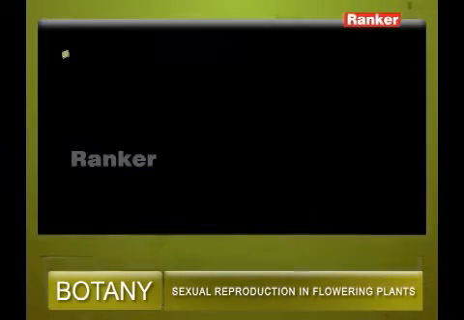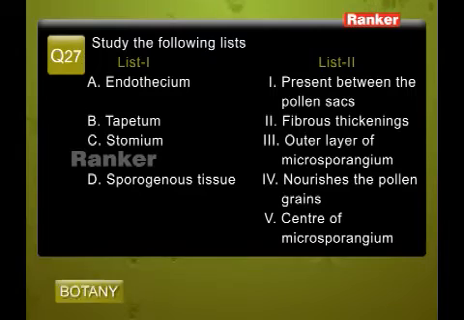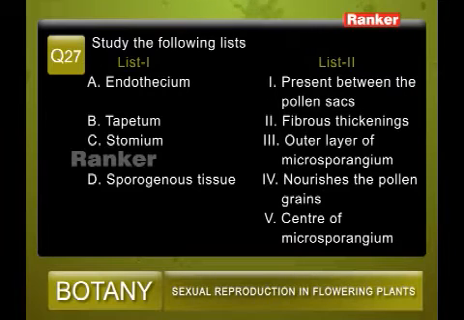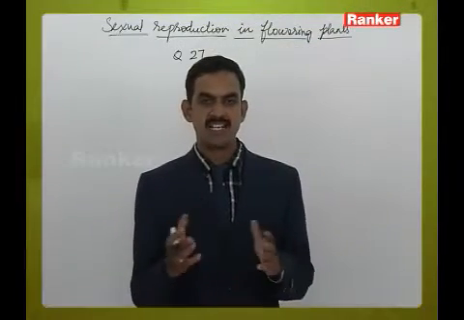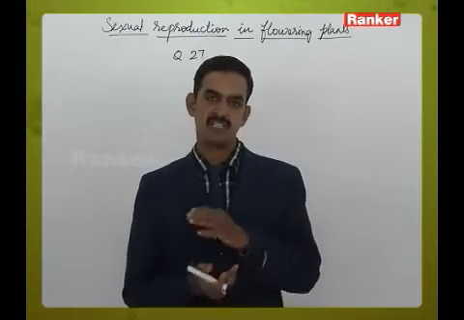Question number 27, study the following list. List 1: A, Endothecium; B, Tapetum; C, Stomium; D, Sporogenous tissue. List 2: 1, Present between the pollen sacs; 2, Fibrous thickenings; 3, Outer layer of microsporangium; 4, Nourishes the pollen grains; 5, Center of microsporangium. So from the options that have been given, we have to identify the correct match of list 1 and list 2.